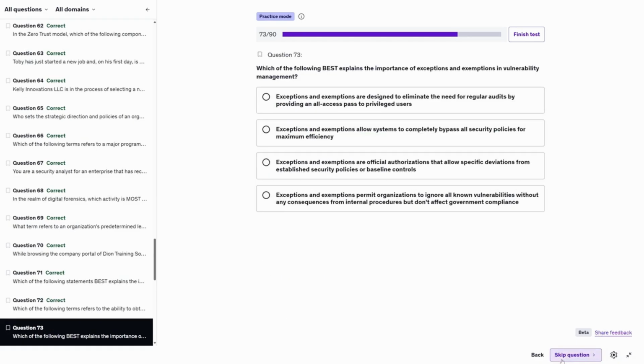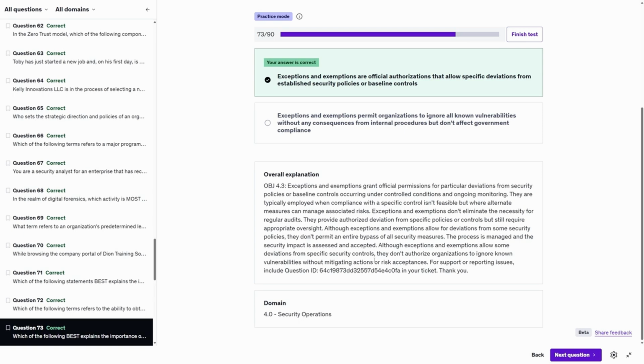Which of the following best explains the importance of exceptions and exemptions in vulnerability management? And I believe the correct answer is C. Exceptions and exemptions are official authorizations that allow specific deviations from established security policies or baseline controls. They grant official permissions for particular deviations occurring under controlled conditions with ongoing monitoring. They're typically employed when compliance with a specific control isn't feasible, but where alternate measures can manage associated risks. I'll leave up the incorrect answers for a few seconds.